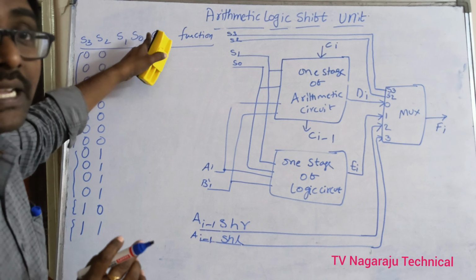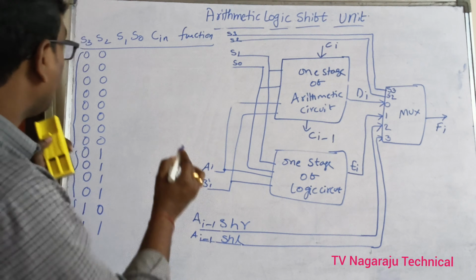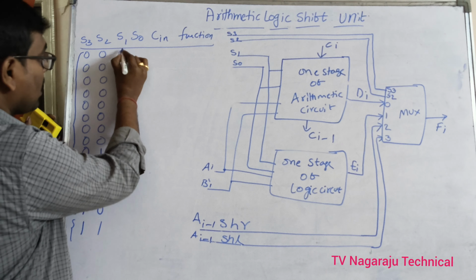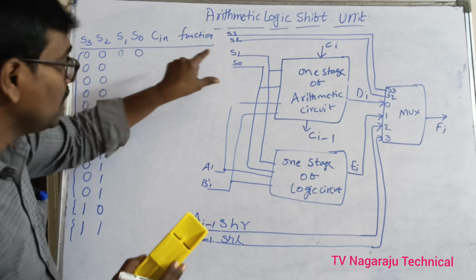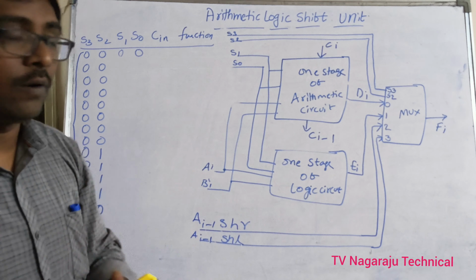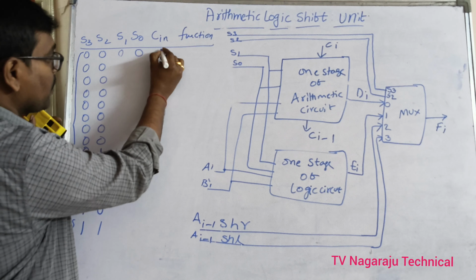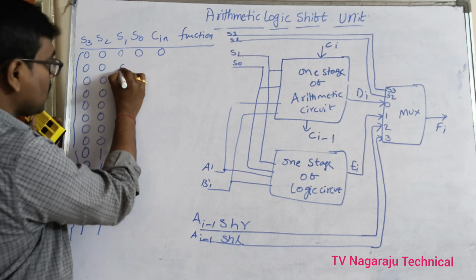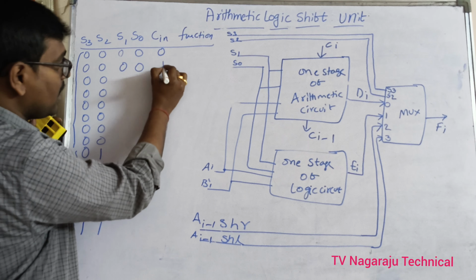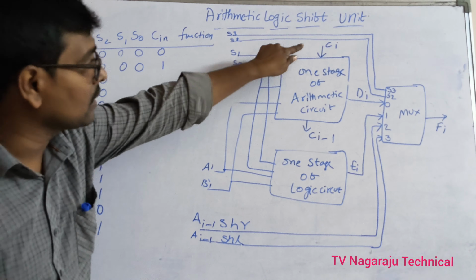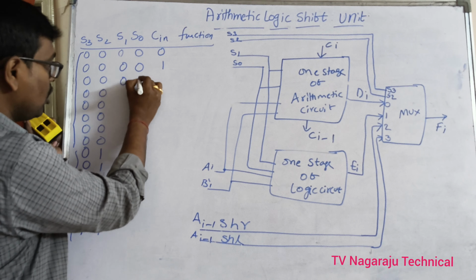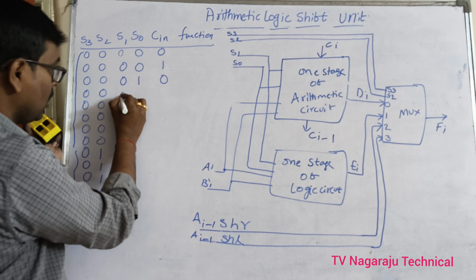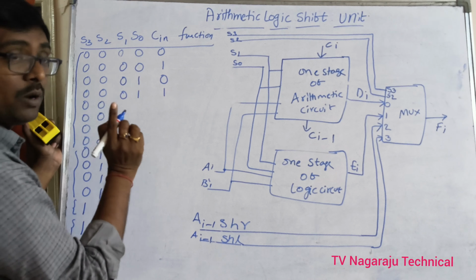Now coming to S1 and S0. S1 and S0 again have 4 combinations: either 0, 0, 0, 1, 1, 0, or 1, 1. Suppose 0, 0 with input carry 0. Similarly 0, 0 with input carry 1. We know that carry is either 0 or 1. Similarly, 0, 1 with input carry 0, and 0, 1 with input carry 1.